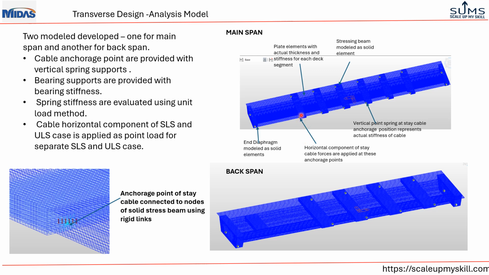That vertical spring stiffness is provided at these anchorage points, and the horizontal component of the stay cable in ULS and SLS cases are applied as a point load, and that is determined through the global model that we discussed previously. And this way the analysis of this transverse design is done, and then various components of the deck forces are extracted and used for the design.